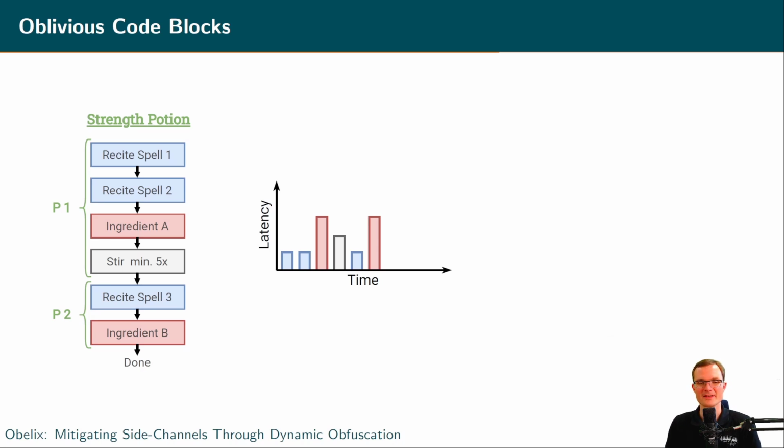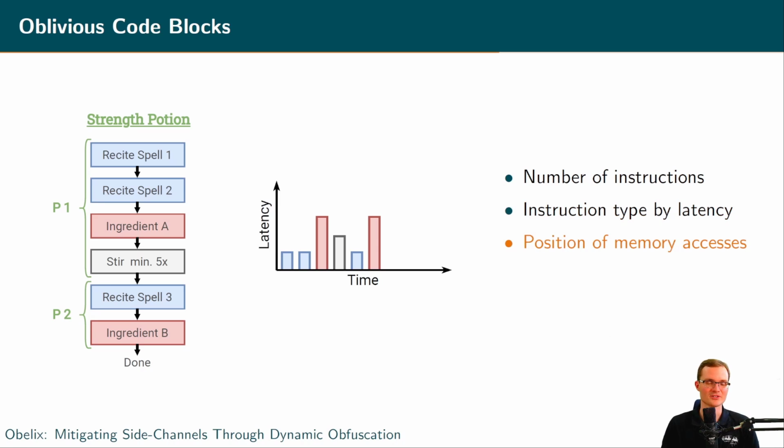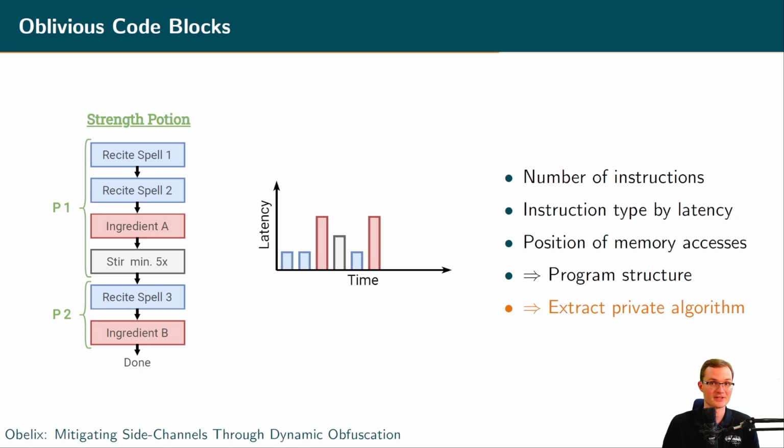well, even if the colors weren't there, you will see, okay, we can directly see the pattern. We see the first 2 instructions, the blue ones, recite spell, are very quick. Then there is a slow memory access, then a somewhat faster stirring instruction, then again a very fast spell, and again a slow memory access. So we can count the instructions, we can get their type by the latency, and we also see where the memory accesses are. So basically, we get the entire program structure, which is pretty bad if our goal was protecting our program. So we can extract the private algorithm, or we can learn the secret recipe, at least big parts of that.